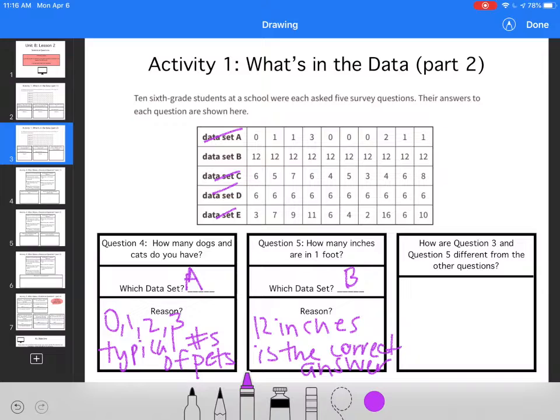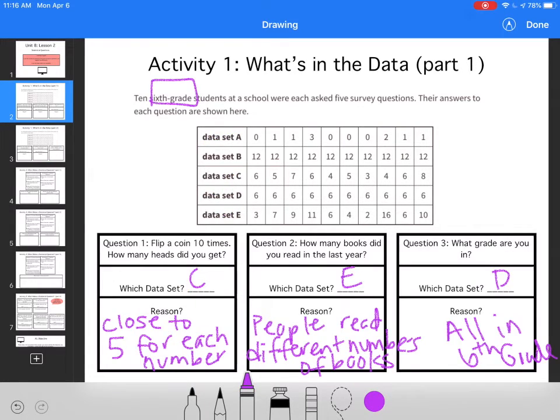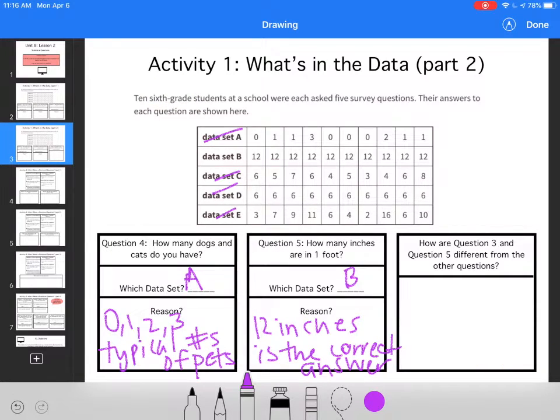So then it says, how are questions 3 and 5 different from the other questions? Well, 3 had all 6s and 5 had all 12s. So how are they different? They had the same numbers for all students.